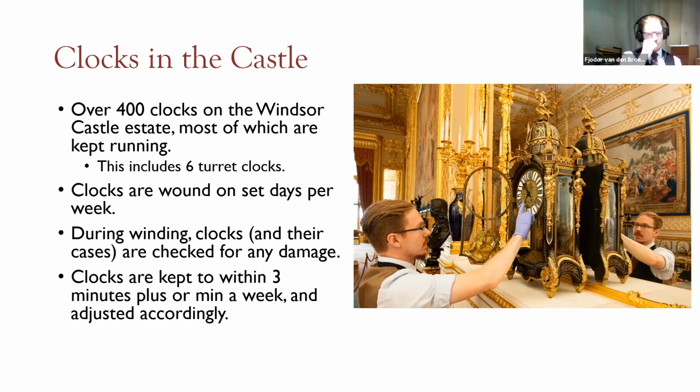The clocks are wound on set days per week. My weekly schedule involves about a day and a half's worth of winding all 400 clocks. And during winding, I also check the clocks and the cases for any damage and check their functions.